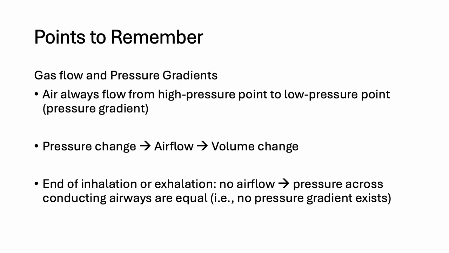So therefore, to conclude this review, some points to remember. Gas flow and pressure gradients. You need to understand that as you breathe in and out, air flows from a high pressure point to a low pressure point, through a pressure gradient. So you need to remember that because of this pressure change, air flow happens. And when air flow happens, then there is volume change. That explains the volume change within your lungs, or your tidal volume change from inhalation to exhalation.